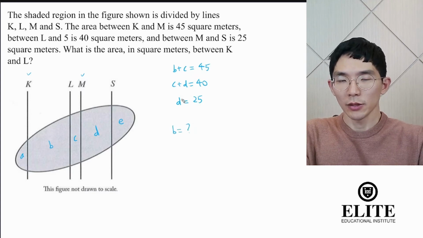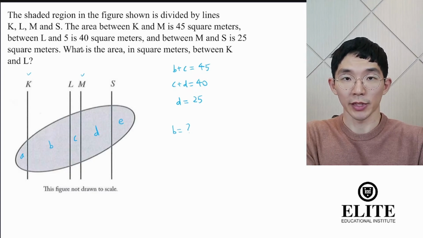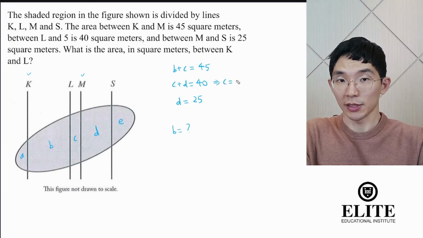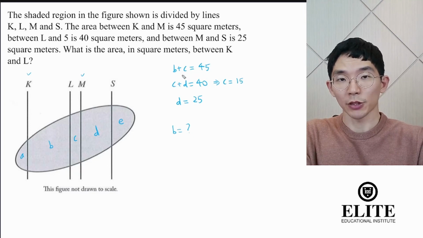So let's start by plugging in. Since D is equal to 25, what other expression involves D? C plus D is equal to 40, which is saying that the area between L and S is 40 square meters. So therefore, what does that make my C? That makes my C equal to 15, since 15 plus 25 is equal to 40. Then, which expression involves C? B plus C is equal to 45.